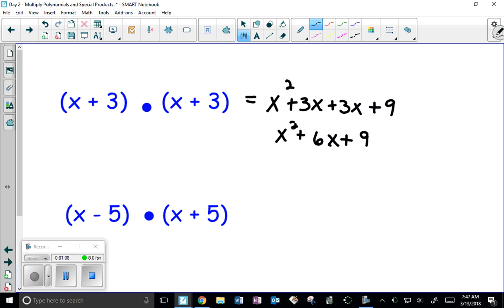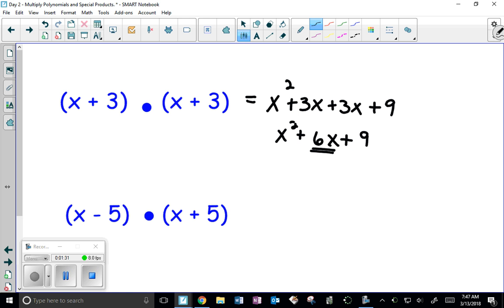So you've got your first term is x squared, your last term is 9. That's easy. How did I get this 6x? You can either say you added the 3 plus 3 or doubled the 3. And that'll work every time if they're exactly the same. And notice they were both pluses, so everything in here is pluses.